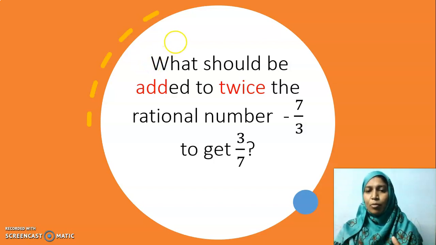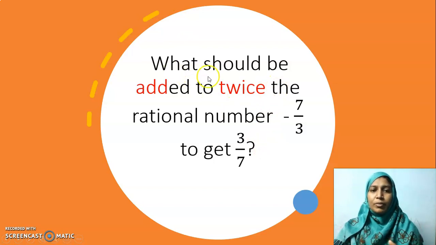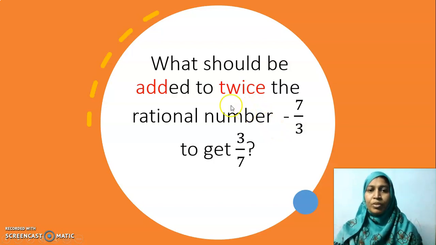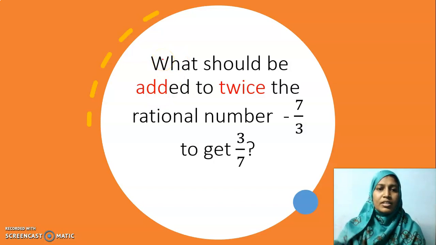What are the two things that I'm going to add? Twice the rational number minus 7 by 3, added with some other number. I don't know what that number is. That's what I have to find. What should be added? That number is nothing but x. Is it clear?